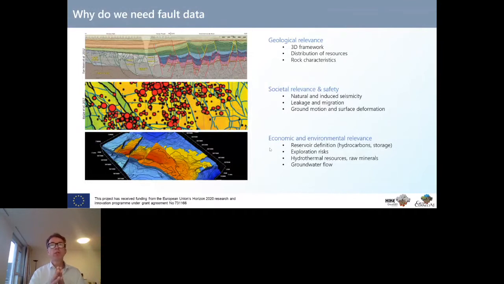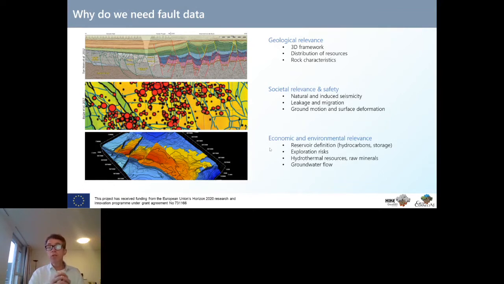Why do we need fault data? Well, there's many reasons. First of all, faults have a very important geological relevance because they define the three-dimensional geological framework, but they also define how these resources like geothermal and hydrocarbons and storage capacities are distributed. And they define how the subsurface will behave and also the rock characteristics. They have important societal relevance with regards to safety, among others, because faults can generate natural and induced earthquakes, but they also represent potential pathways for leakage and migration, or they can result in ground motion and surface deformation. So you need to know where they are.